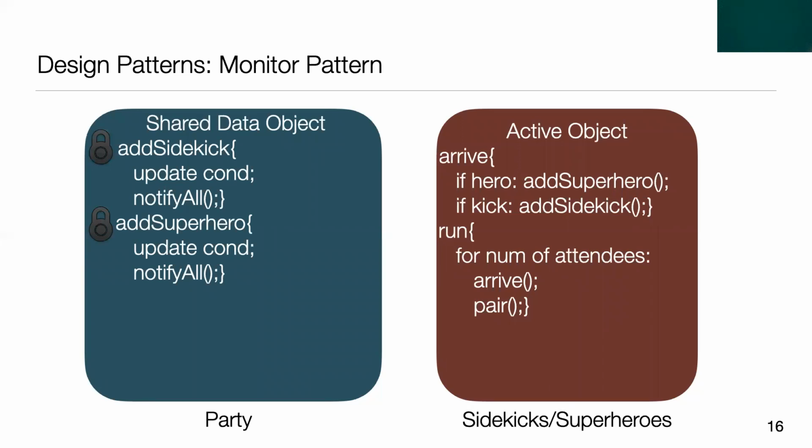When they arrive, attendees update the appropriate condition, which is incrementing the count of their role, and notify all. They then immediately try to pair and leave. Once the condition is met, which is a partner is available, they update their condition again, which is decrementing the count of their role. This counts as having left the party.